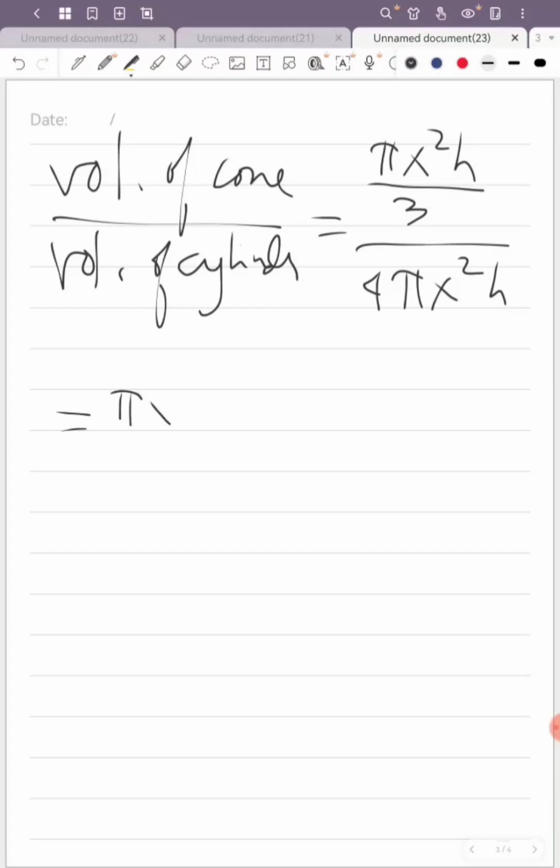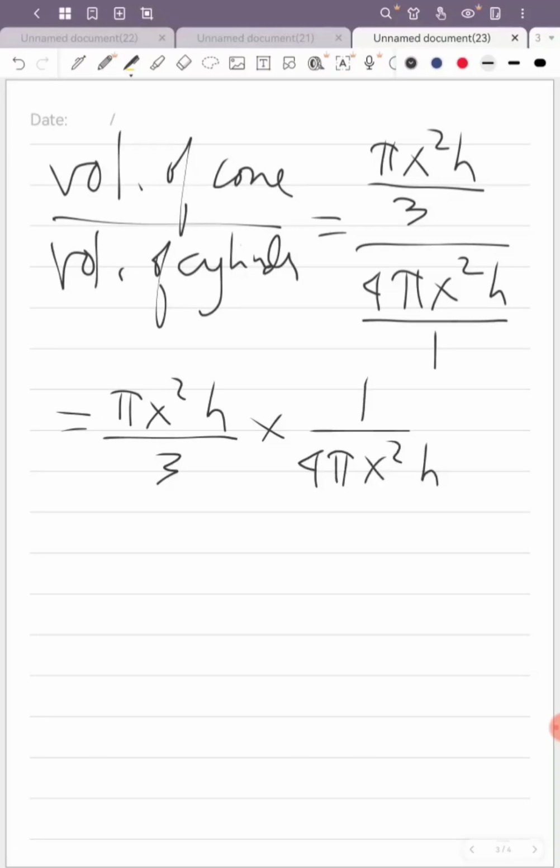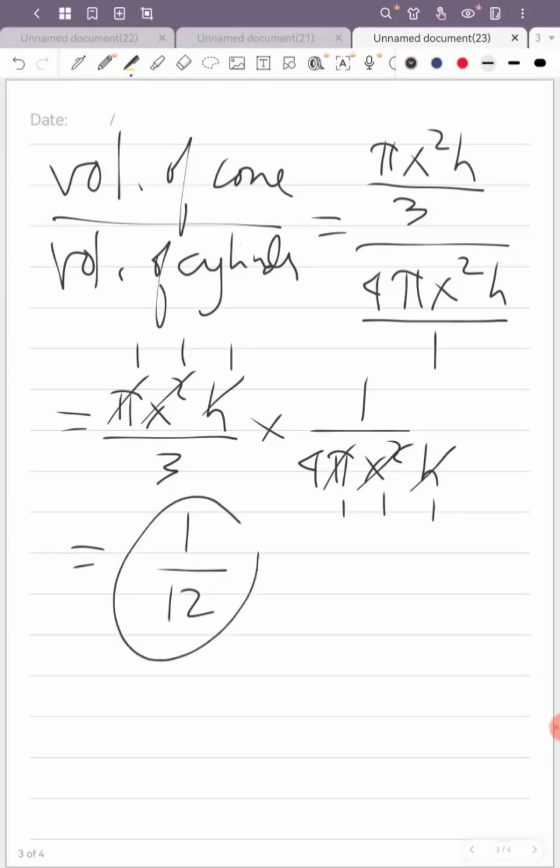So pi x squared h over 3, this one will become multiplication, then 4 pi x squared h is just like 4 pi x squared h over 1, so we have 1 over 4 pi x squared h. So we can now cancel x squared, cancel x squared, cancel h. So 1 times 1 times 1 is 1, and 3 times 4 is 12. So the final answer is 1/12.